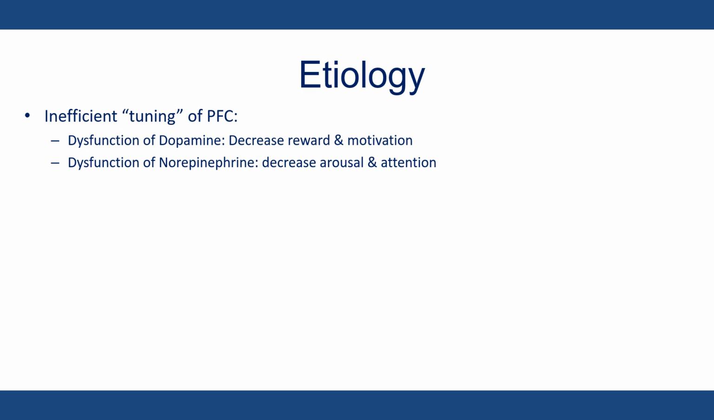All right, etiology. I think I mentioned very briefly in the previous slide the prefrontal cortex. So we believe that there's inefficient tuning of the prefrontal cortex. We believe in two neurotransmitter hypotheses, and that is a dysfunction of dopamine and a dysfunction of norepinephrine. Now recall that the function of dopamine is to give you reward, pleasure, and motivation. And if the levels of dopamine are decreased, you will have decreased motivation.